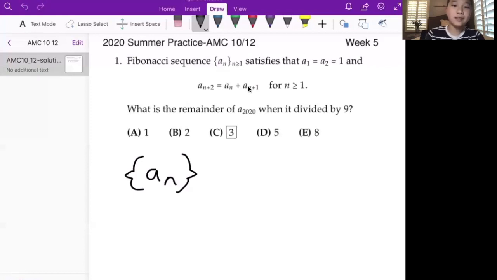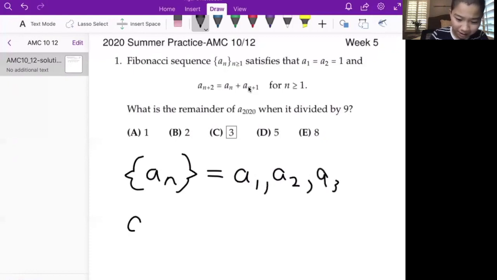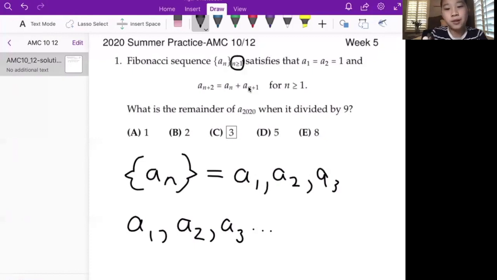So let's first get the symbols and stuff clear. This curly bracket thing just denotes a sequence. It could be a finite sequence, like a1, a2, a3, or it could be an infinite sequence, a1, a2, a3, and so on. So, is it a finite sequence or an infinite sequence? Well, this n greater than or equal to 1 right here tells you that n can be anything greater than or equal to 1. So it's the bottom choice here.